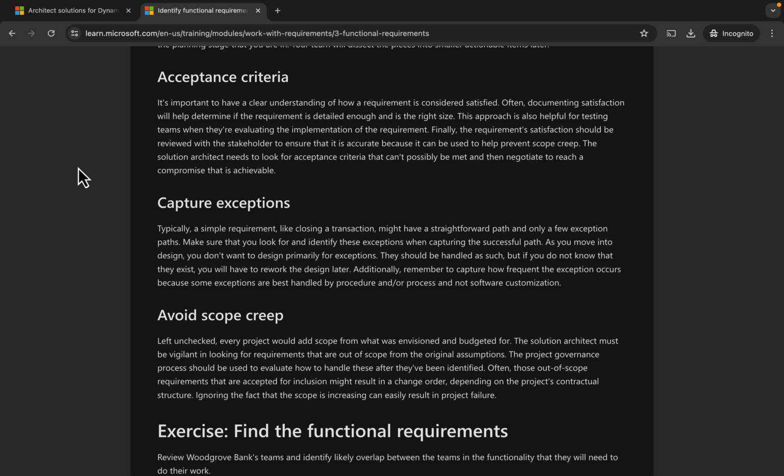The solution architect needs to look for acceptance criteria that can't possibly be met and then negotiate to reach a compromise that is achievable. Capture exceptions.